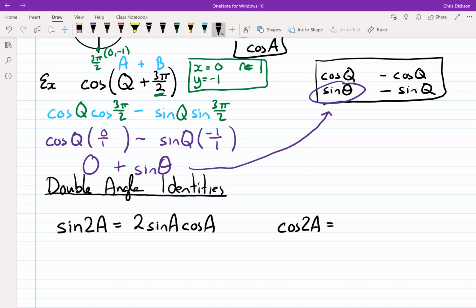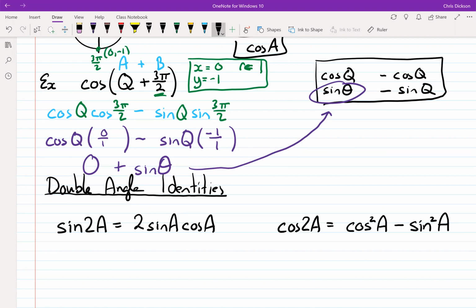And then the cos of 2a is equal to, now this one's a little bit tricky to remember. Even if you have your formula sheet in front of you, it's really easy to get this mixed up. And so it's actually cos squared a subtract sine squared a.